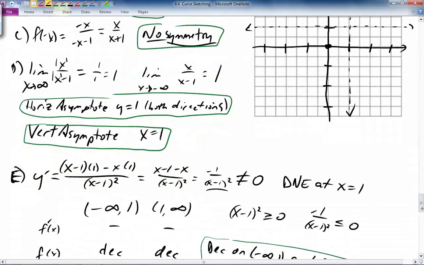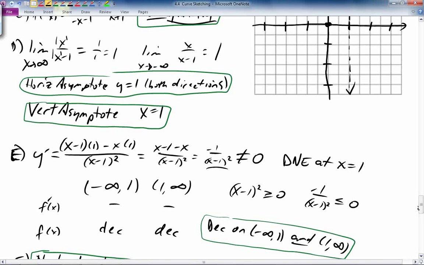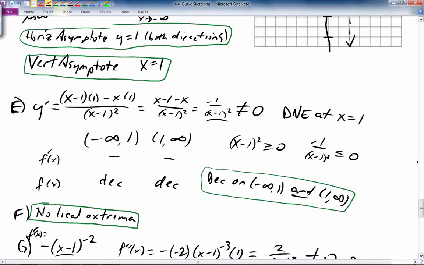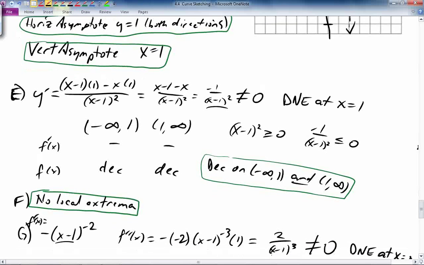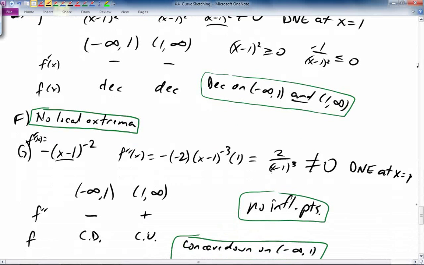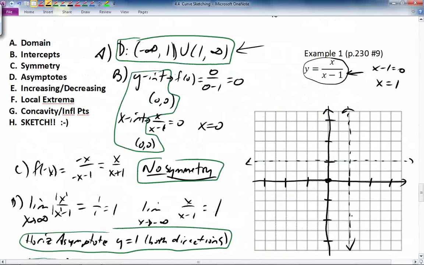Okay, what about the first derivative? It tells us the function is always decreasing, and it tells us then that we of course have no local extrema. This function is always decreasing. And the last thing we learned is that to the left of 1 it is concave down, to the right of 1 it is concave up. And again, to be clear, this function is decreasing everywhere.